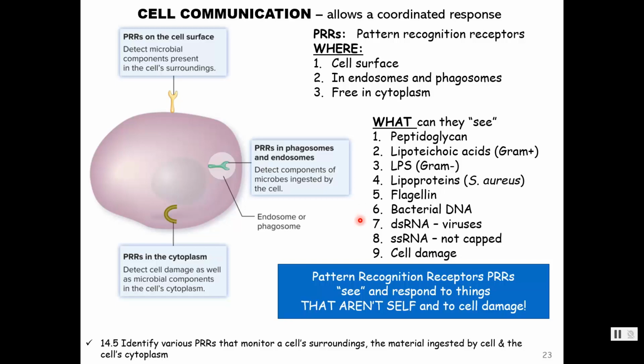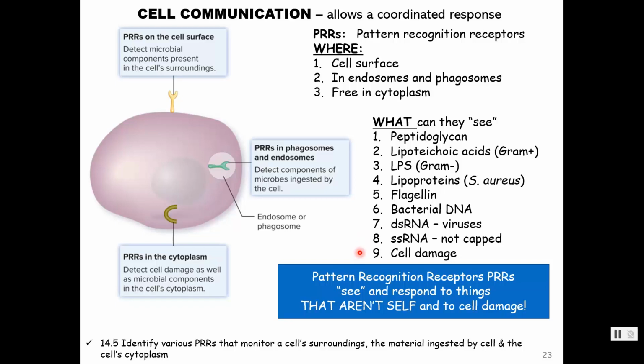Double-stranded RNA is something we don't have, so that's going to be indicative of a viral infection, and when that's recognized, we're going to get interferon. Single-stranded RNA, we have single-stranded RNA, but that's with that 5' methylene cap. That's different. Bacteria don't have that. Viruses won't have that. So that would be something that the cells could see.